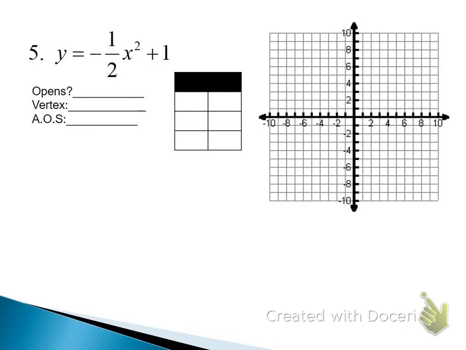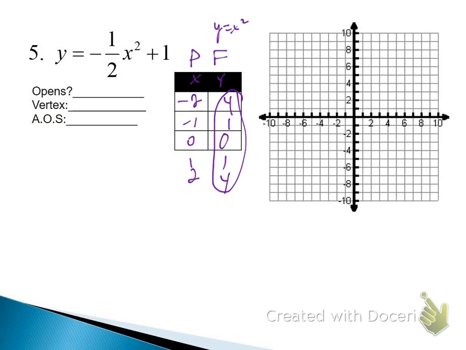Okay? All right. First things first, get the parent function in here. X, Y, so we go -2, -1, 0, 1, 2, and 4, 1, 0, 1, 4. Look to see if the A in your actual function is different than the A in the parent function. And it is. It's not 1. So we want to adjust the y coordinate of the parent function, multiply it by A, which is -1/2. Right? So 4 times -1/2 is -2. 1 times -1/2 is -1/2. This is 0, -1/2, and -2.